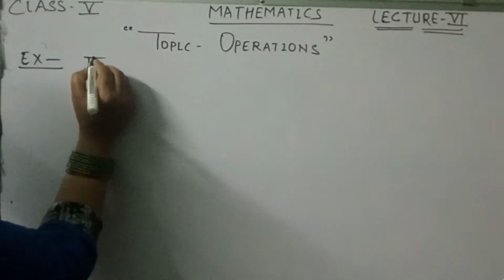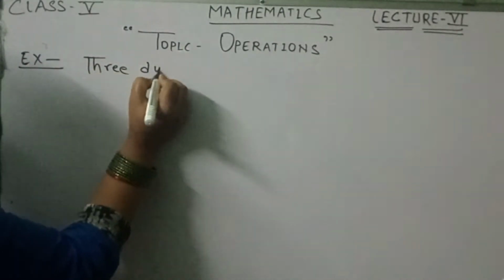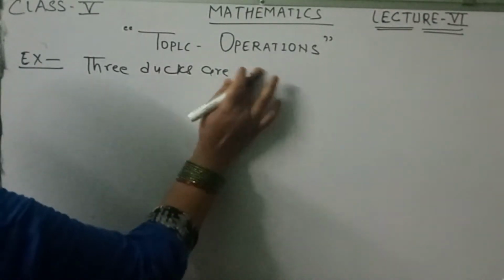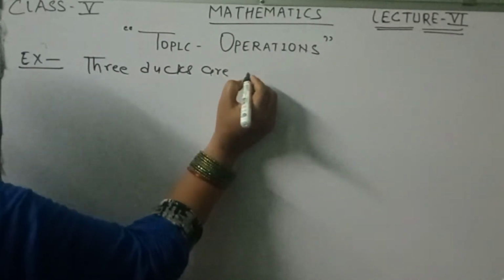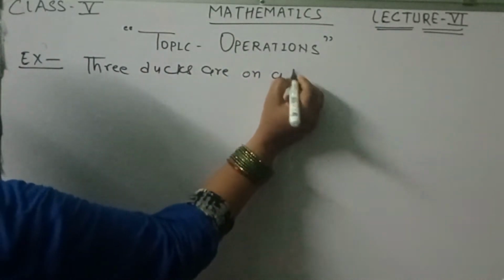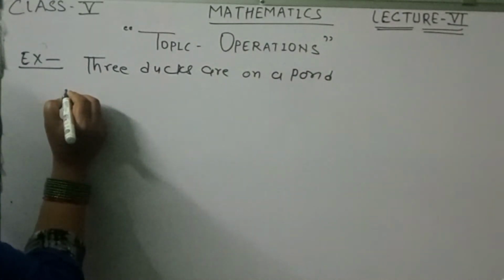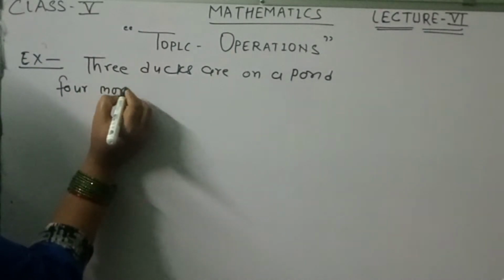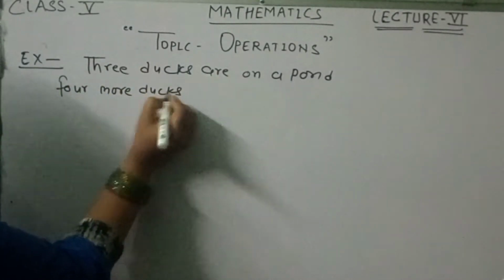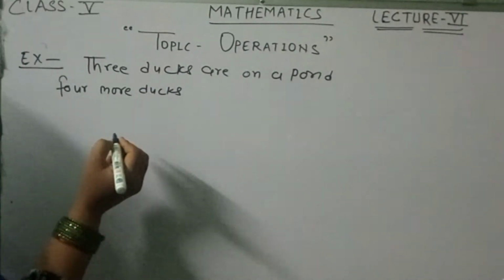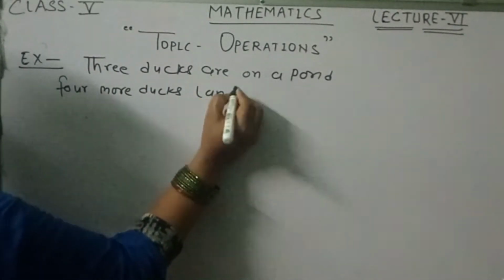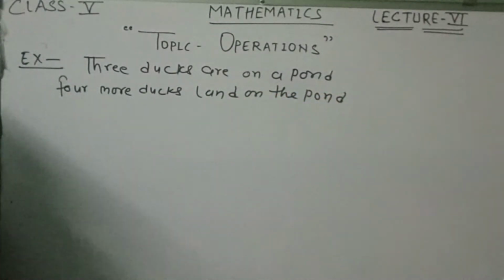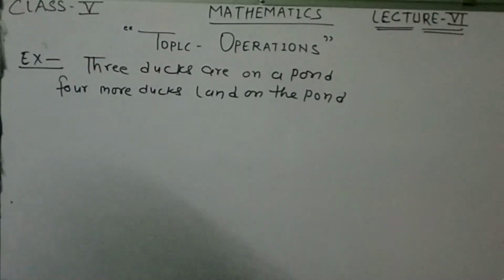Three ducks are on a pond. Four more ducks land on the pond. How many ducks are there now?